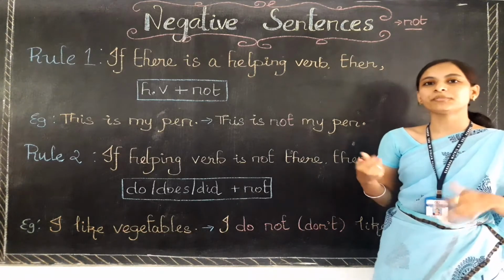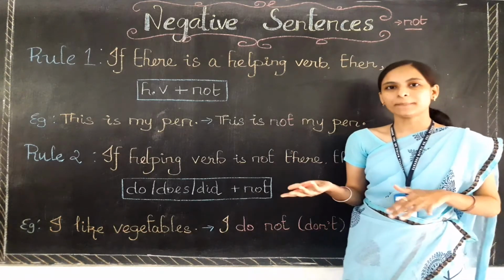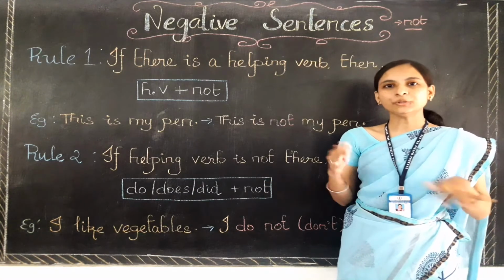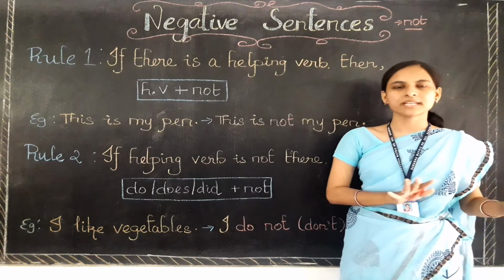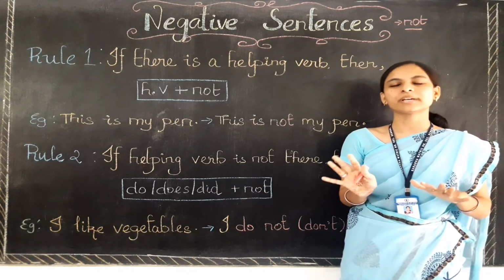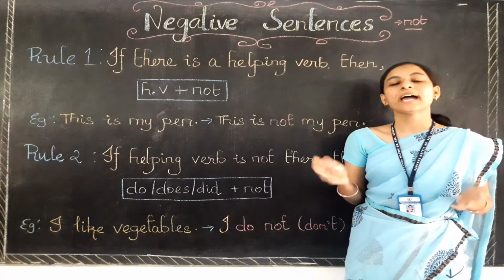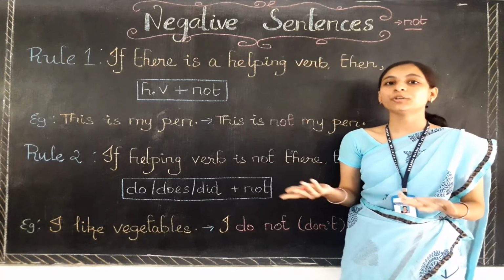For example, if I am telling you, I have a pen. Can you find any not in this sentence? No. It means it is a positive sentence. It talks about positive things only. Okay. Suppose I am telling you that I don't have a pen.